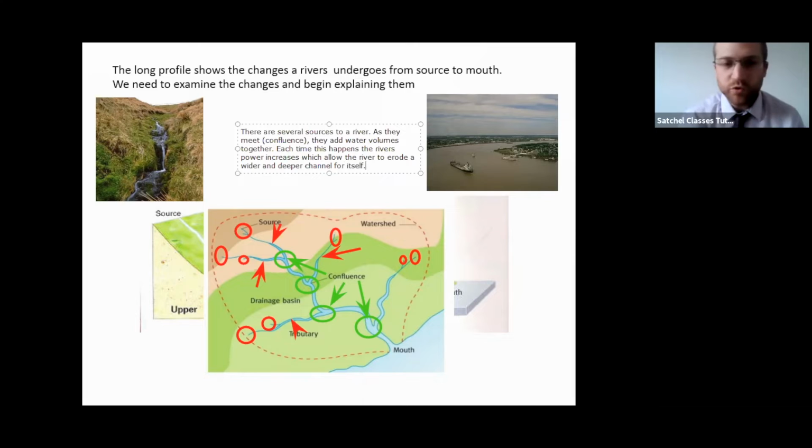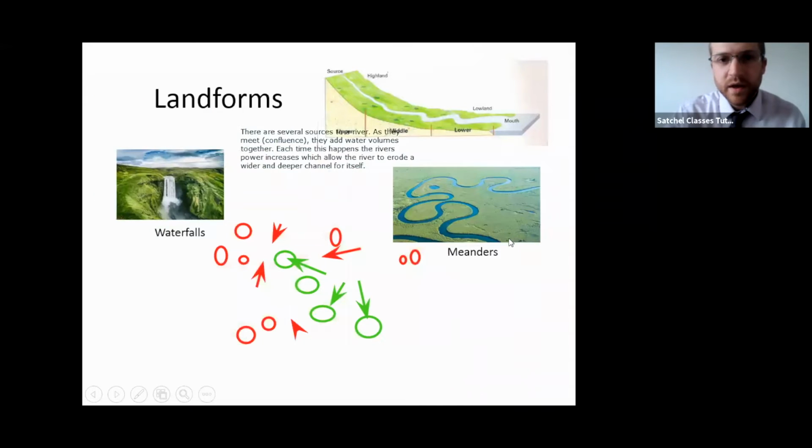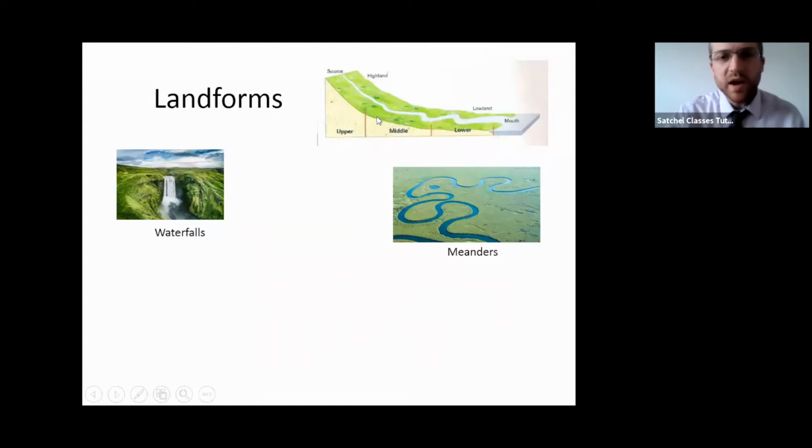Otherwise, the water would always flood at these points. So that increase in water volume will give the river more power to erode a bigger and wider channel for itself. So that's the reason why this volume of water is getting bigger and why the river characteristics change from source to mouth. So we'll come to the last part, which is basically where can we associate all of these different landforms.